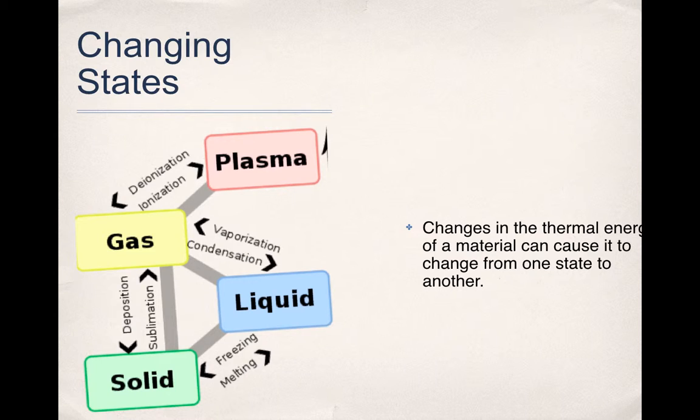The other two, from gas to plasma and plasma to gas, are ionization and then deionization. It's that process of those molecules becoming a charged ion, either a positively charged ion or a negatively charged ion. And then going from plasma to gas, it's losing that charge.